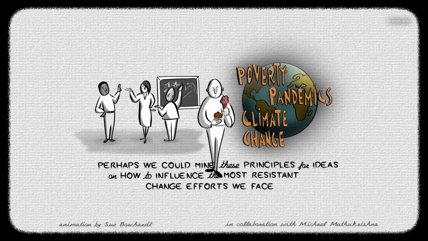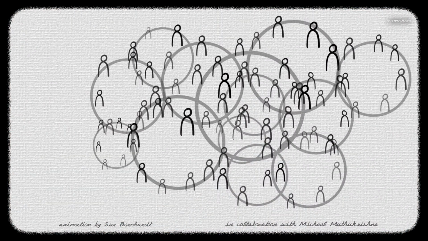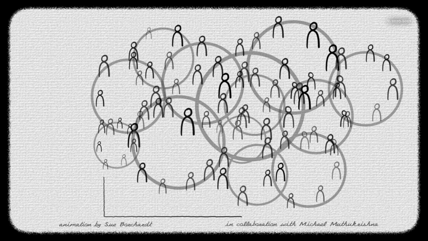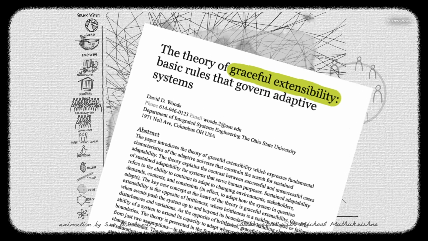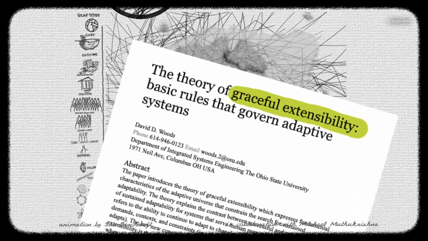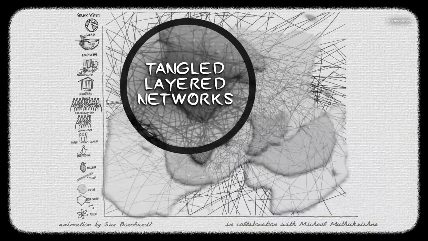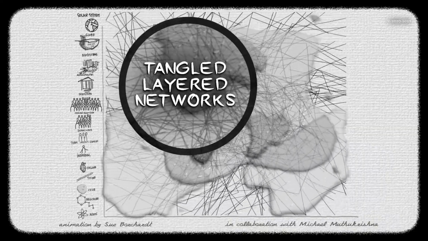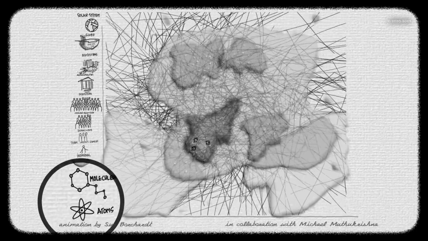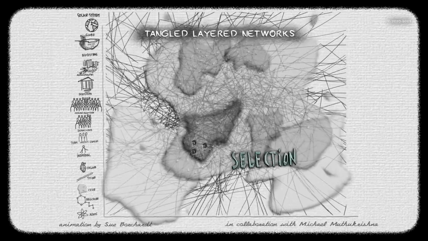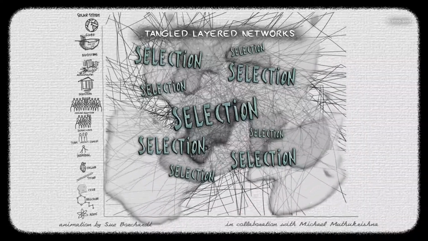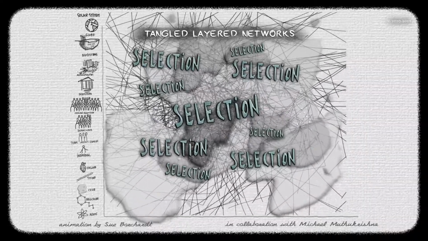Whether looking through lenses of chemistry, biology, or sociology, more elaborate things build up through the combining of existing things, resulting in hierarchies of organizing. In an article titled Graceful Extensibility, David Woods calls these self-organizing hierarchies tangled layered networks, a label that highlights their messiness, providing a contrast to the neat taxonomies and org charts we often use to describe them. Within these tangled layered networks, selection is going on everywhere, at multiple levels simultaneously.